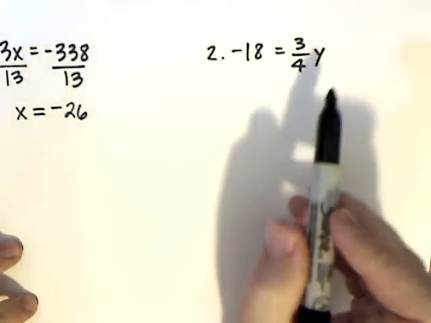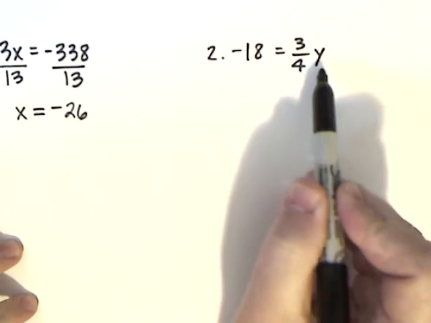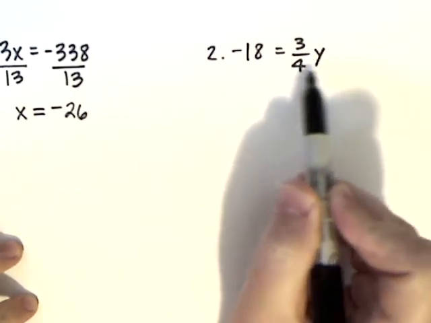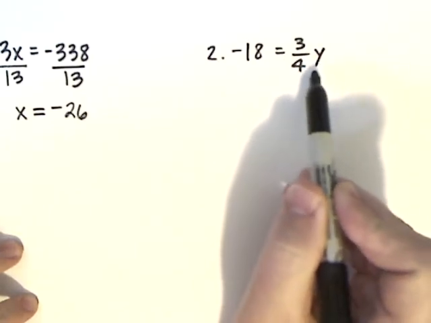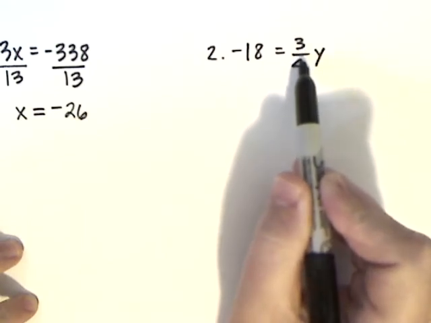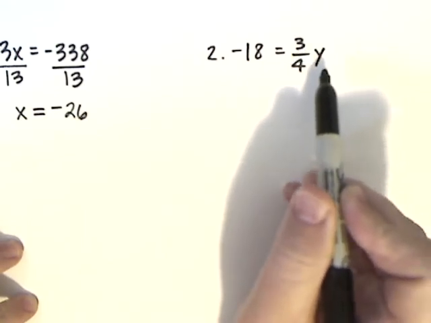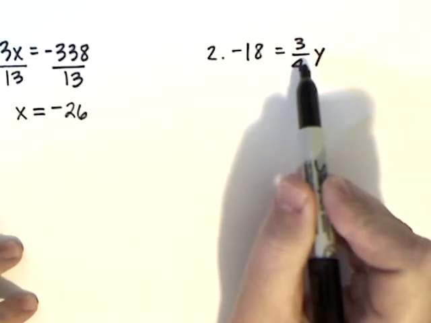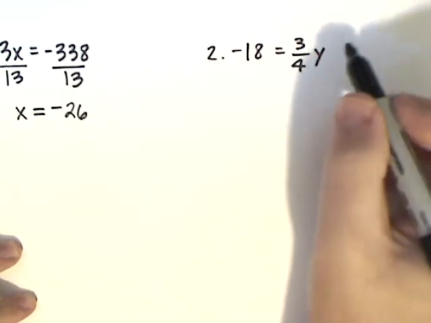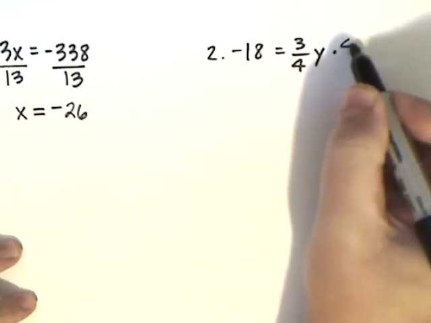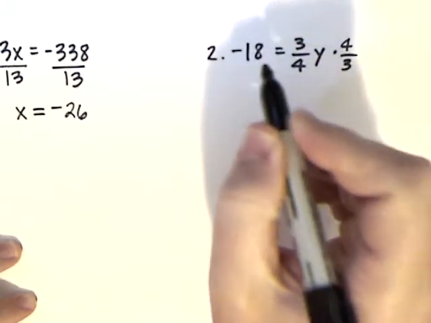Alright, here's what I'm going to do. I'm still going to be dividing by my coefficient of y. I have the term with the y, or the variable, isolated. I just have to get rid of that coefficient. I get rid of coefficients by dividing by them, but this is a fraction. So when I divide by the fraction, what I actually do is multiply by its reciprocal.